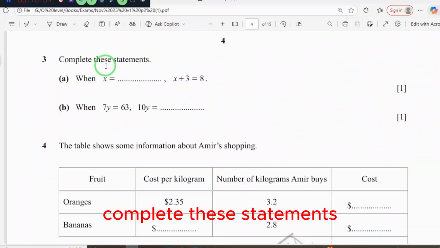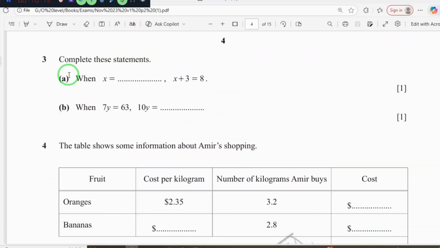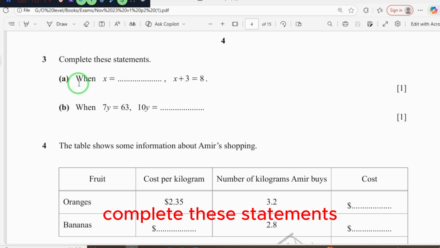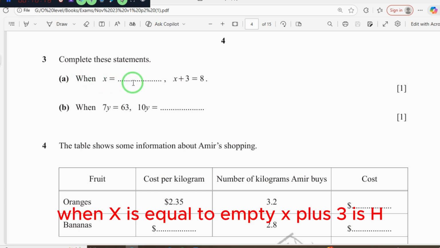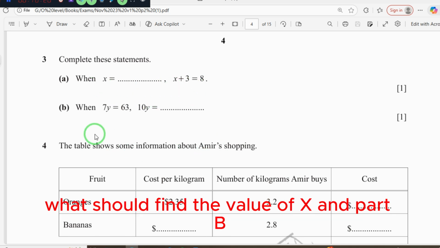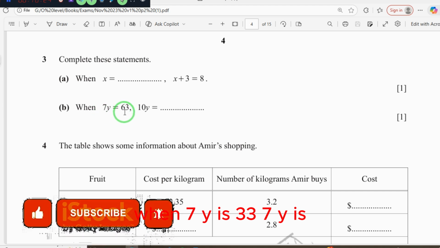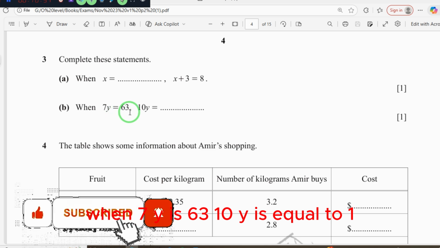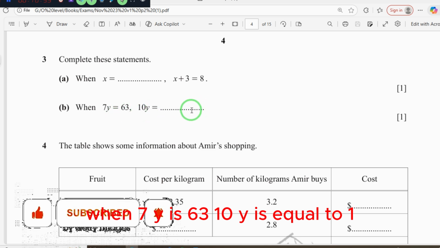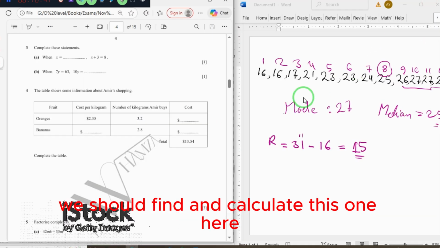Question number 3. Complete these statements. Part A: when x plus 3 is 8, x is what? And part B: when 7y is 63, 10y is equal to what? We should find and calculate these.